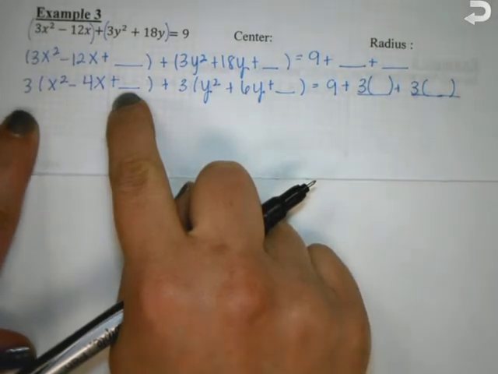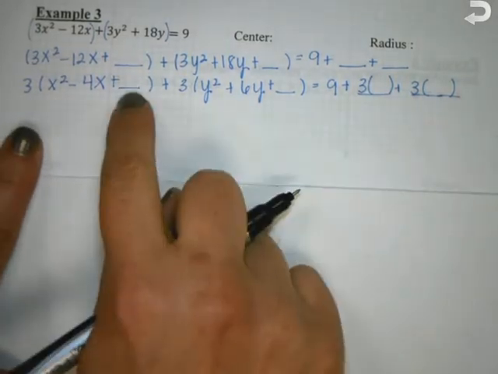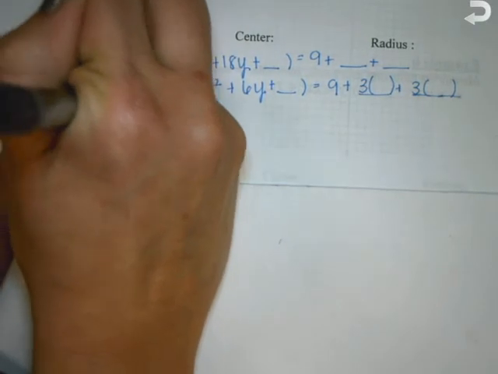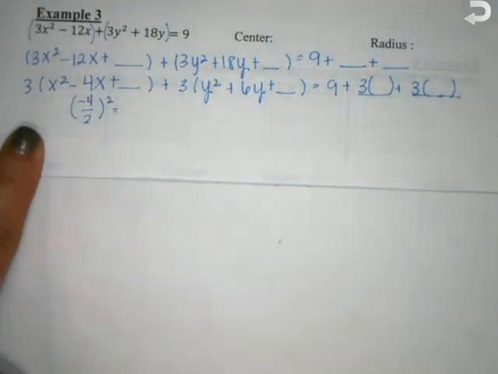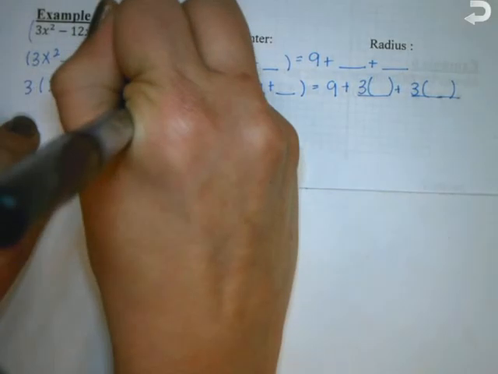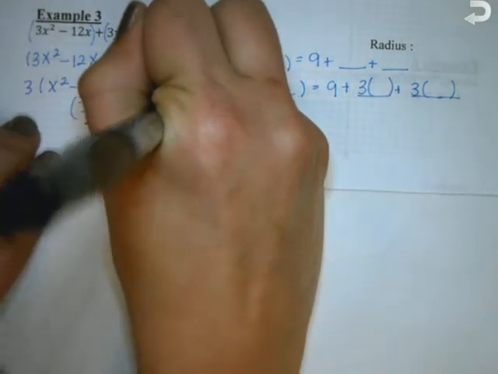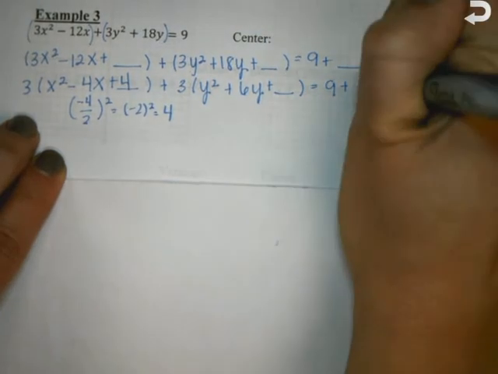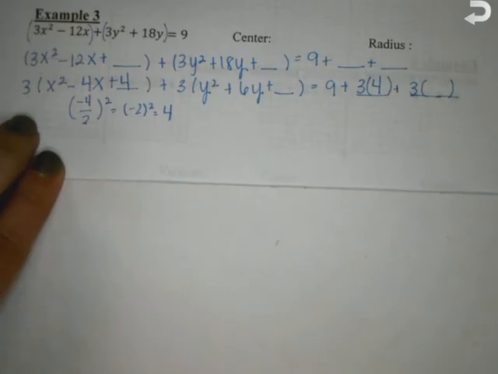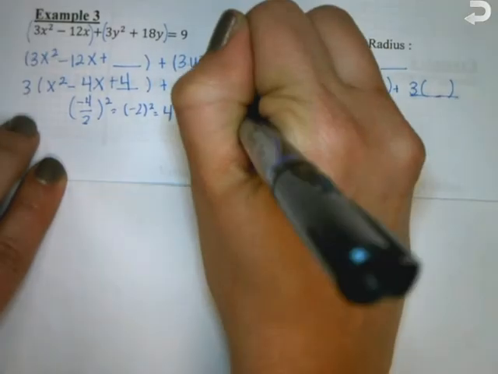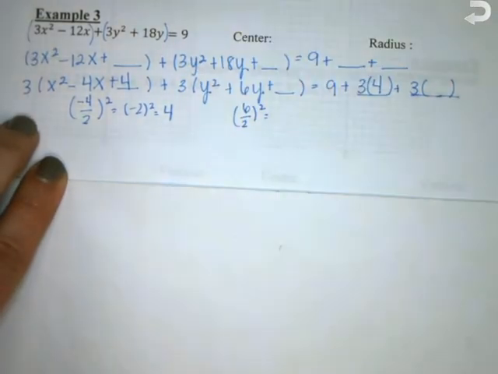I take negative 4 divided by 2 squared. Negative 4 divided by 2 gives me negative 2 squared, which is positive 4. So I'm going to put 4 right here and put 4 right here. And then we do the same thing here. So 6 divided by 2 squared gives me 3 squared, which is 9. So we put 9 in those blanks.